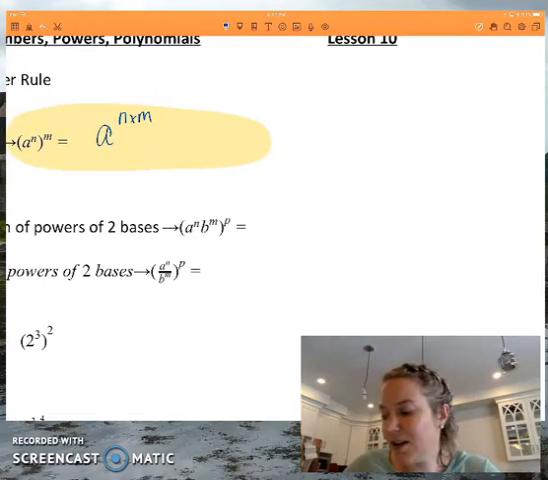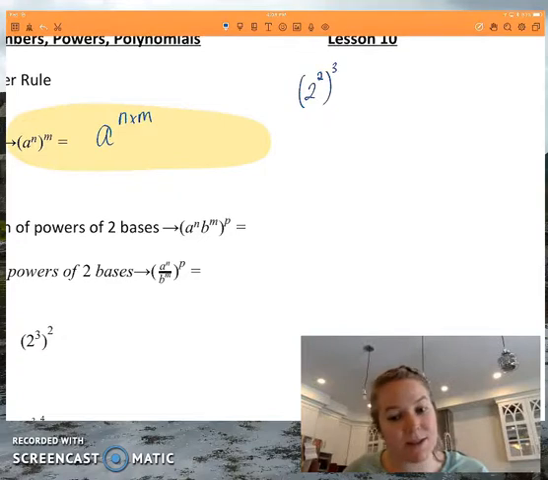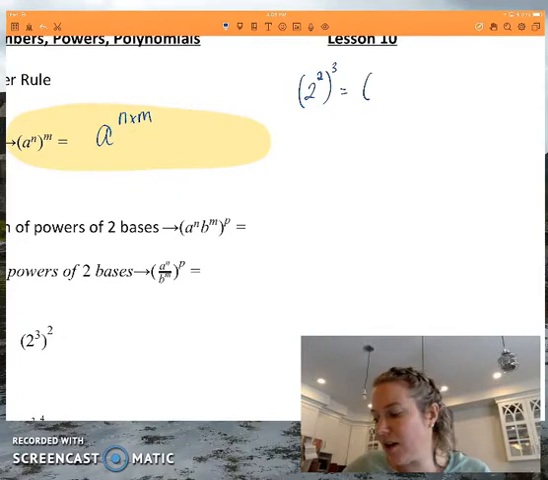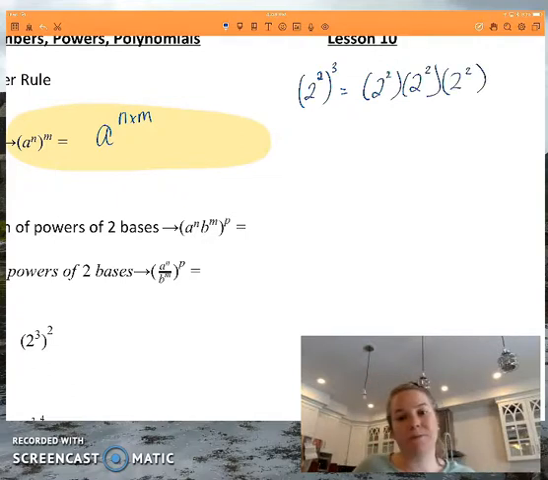So, if I have 2 to the exponent 2 raised to the exponent 3, and an exponent is a repeated multiplication, so it tells us how many times we're going to multiply the base together. So what's the base in this case? Well, the base in this case is 2 to the exponent 2. So I have 2 to the exponent 2 times 2 to the exponent 2 times 2 to the exponent 2. That's what the exponent 3 is telling me.